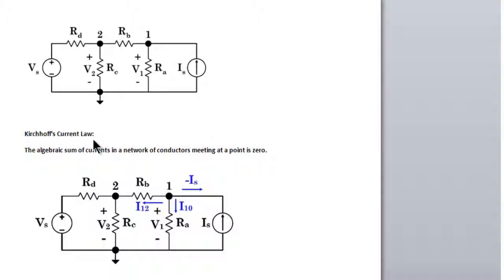And KCL states that the algebraic sum of currents in a network of conductors meeting at a point is 0, which basically means that the sum of all the currents entering the node and exiting the node should be 0. As you can see, at node 1 we got minus IS going to the right, I10 going to the ground through RA, and R12 going to the left through RB. So we know that the sum of these currents must be 0.